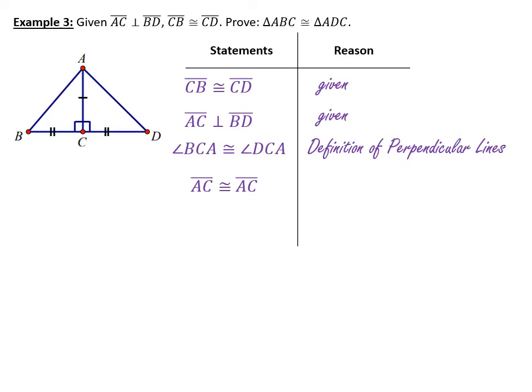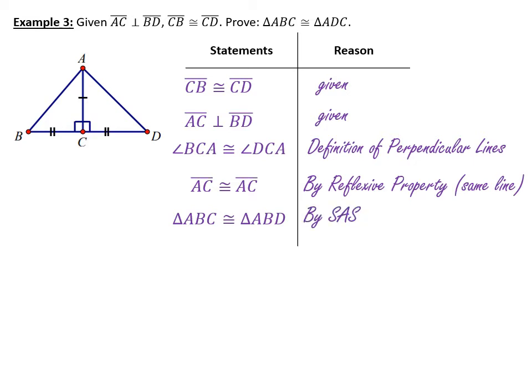Well, that's kind of obvious, but we do have a name for that. That's by the reflexive property. That's just telling that it's the same line. You can also have by the reflexive property for the same angle. Therefore, triangle ABC is congruent to ADC by side angle side. How do we know? Well, AC, we just said, was congruent.